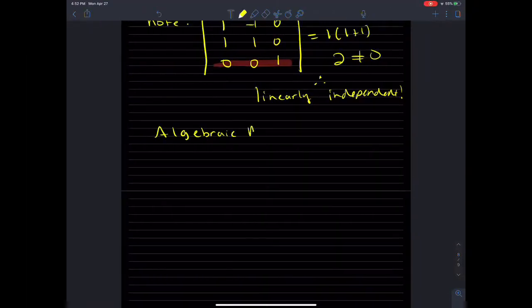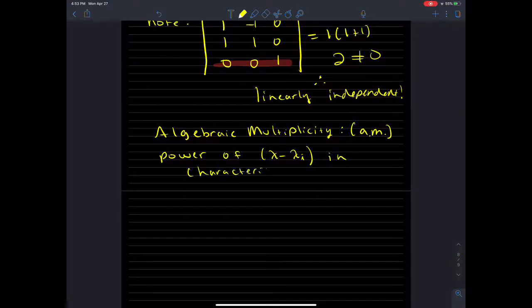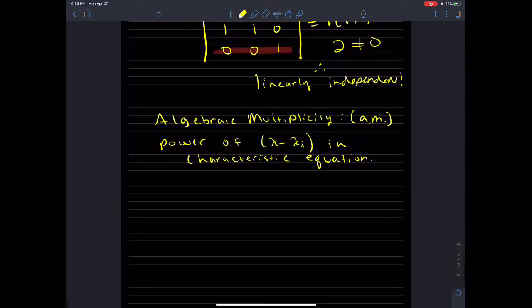The algebraic multiplicity, and I'm not going to write that out every time, it's AM. Think of it like AM, PM, it's algebraic multiplicity. And what that is, you know what multiplicity is, it's usually the power of your eigenvalue factor, lambda minus lambda I. So if you have two of them, the multiplicity is 2. It makes sense in the characteristic equation. And that's one type of multiplicity.